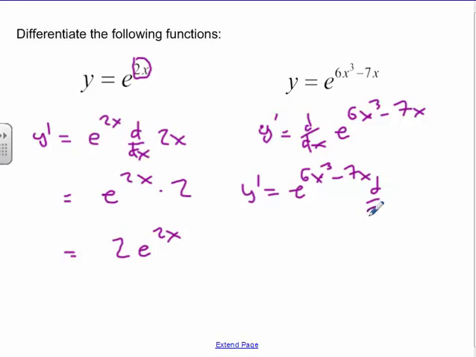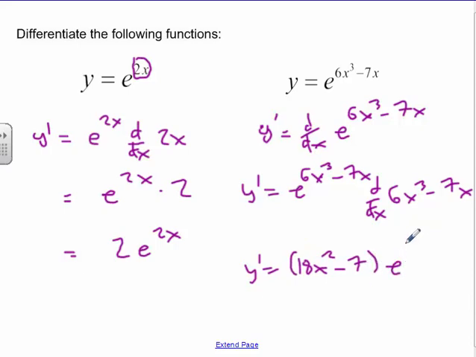But that wasn't x. It was a whole bunch of a polynomial mess up there. So we're going to have to derive that polynomial mess. Which means our final answer is going to be 18x squared minus 7 times e to the 6x cubed minus 7x. Hopefully you can figure out how I managed to accomplish this.